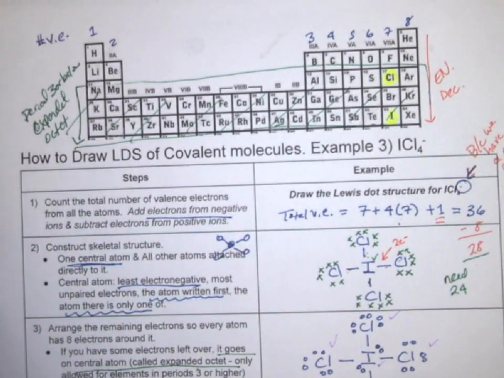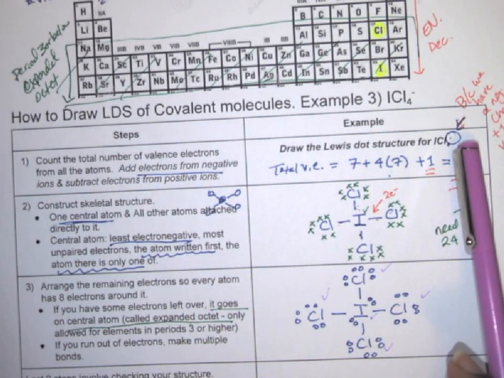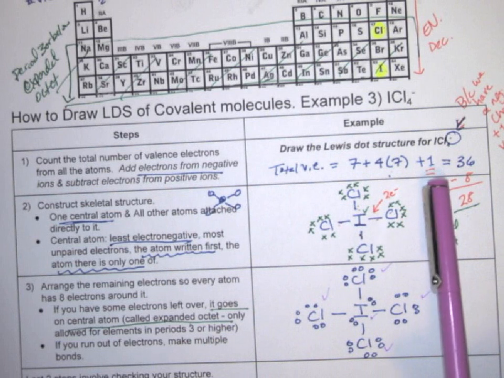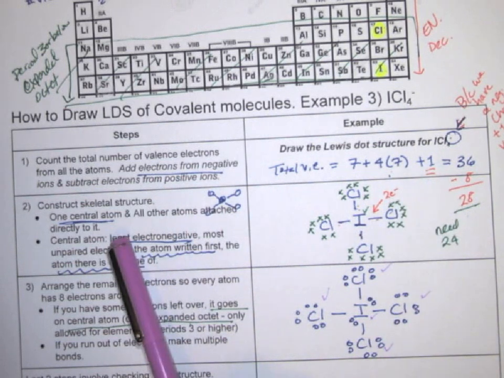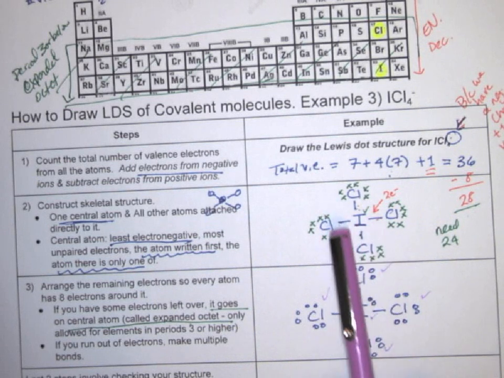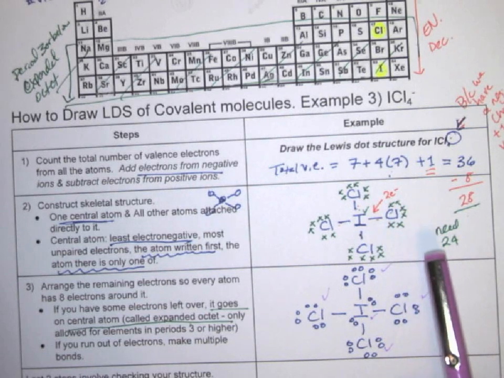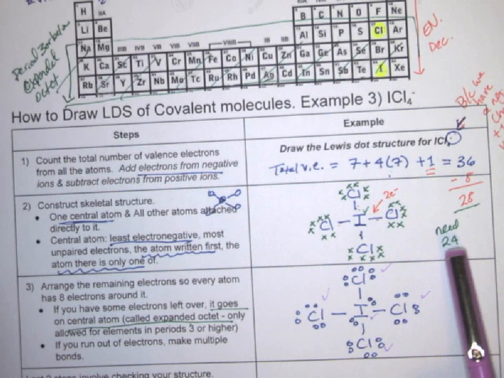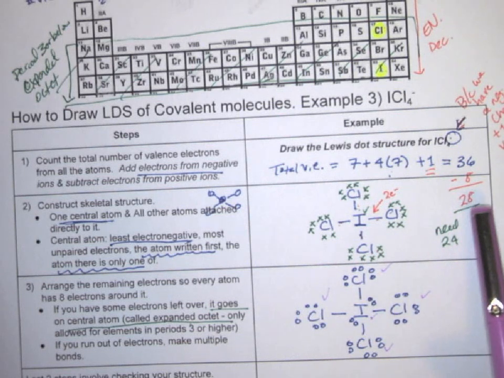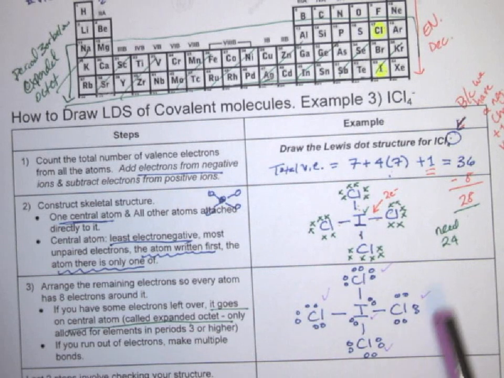So just to quickly recap, we follow the steps as normal. Total number of valence electrons is the first step. Since we had a negative charge, we had to add 1 to our total number of valence electrons. The next step is to make our skeletal structure. Iodine went in the center because it was the least electronegative, and we connected all the other atoms, chlorines, to it. Then when we went to complete our structure, we determined that we had 4 more electrons, or 2 pairs of electrons, and we placed those on the central atom, the iodine, and that gave the iodine an expanded octet. And all the chlorines have their octet as well.